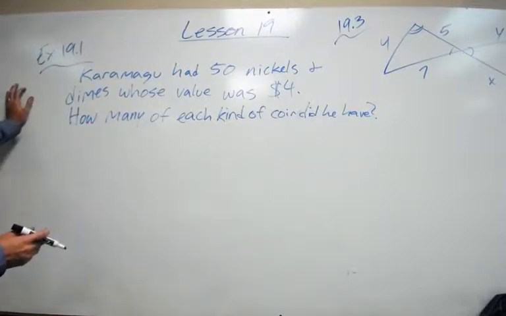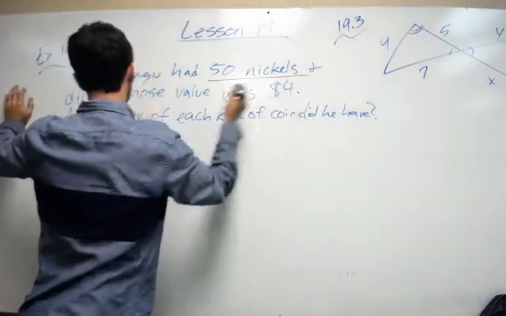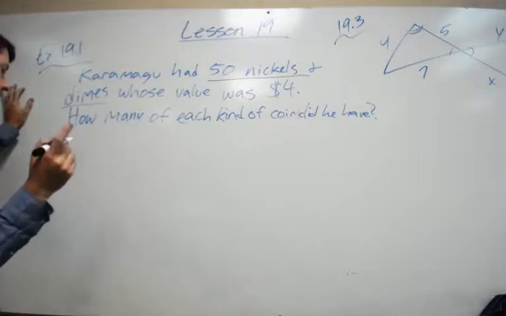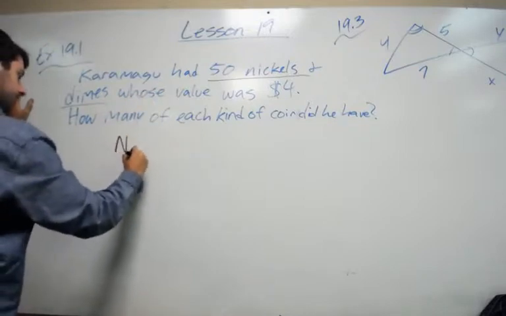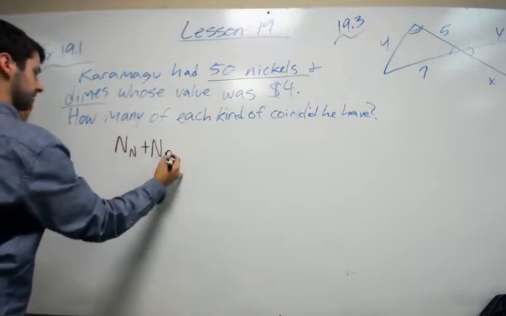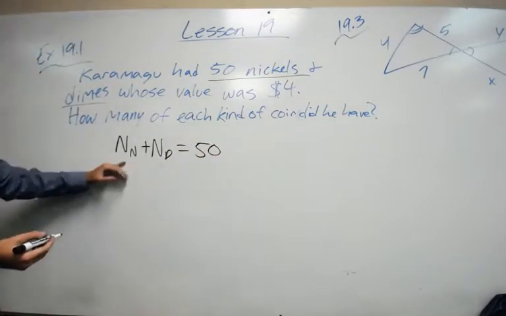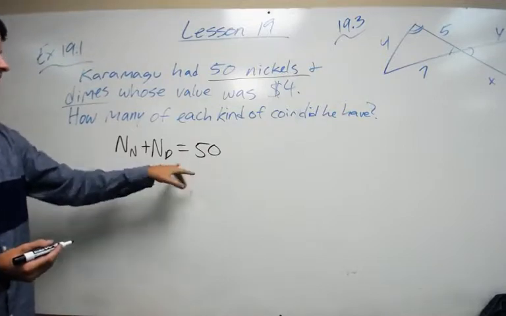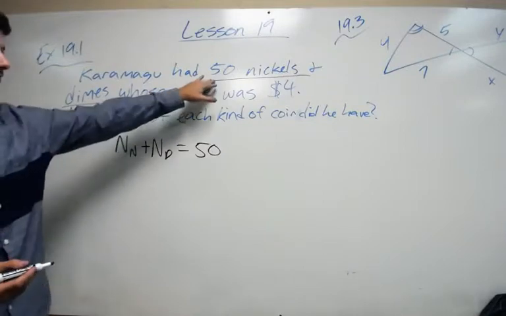Okay, so the first thing we look at is this part. He has 50 nickels and dimes. Okay, well, what we're going to do is use our subscripted variables that we've shown before. The number of nickels plus the number of dimes equals 50. We don't know how many are nickels and we don't know how many are dimes, but we know that there are 50 of the combination of these coins, nickels and dimes. So that is how we write this portion.